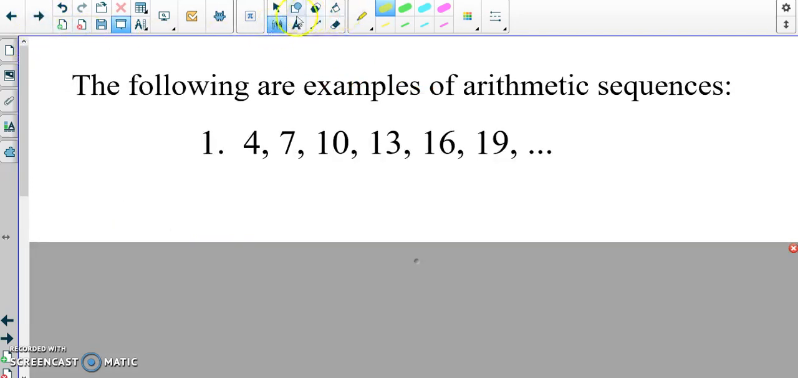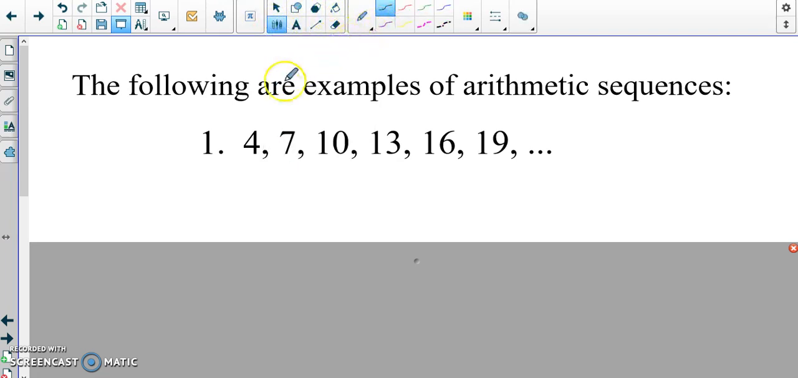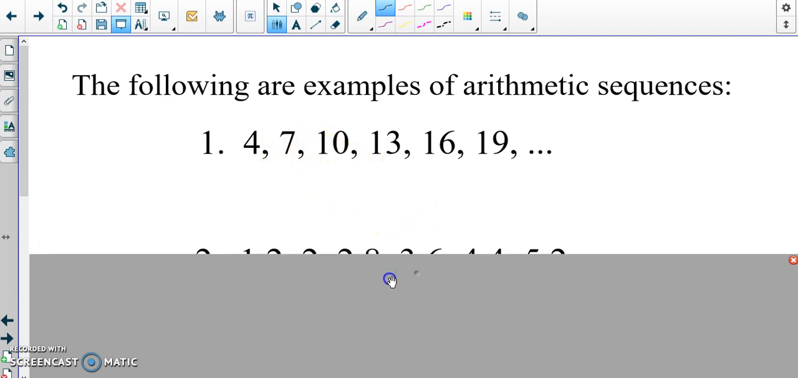Okay. Now the next slide here. The following are examples of arithmetic sequences. Go ahead and copy down for number 1: 4, 7, 10, 13, 16, 19. Anything is arithmetic if you add or subtract the same number each time to get the next term. So what are we adding? We're adding 3. 4 plus 3 is 7. 7 plus 3 is 10. 10 plus 3 is 13.